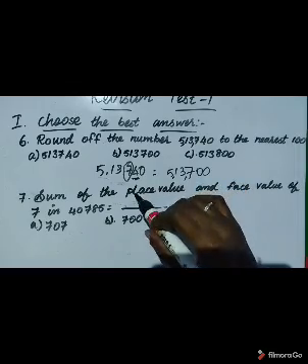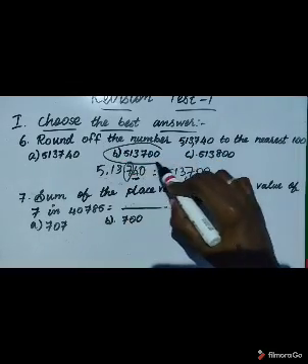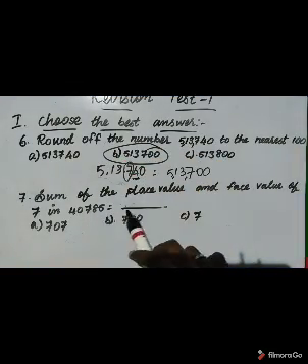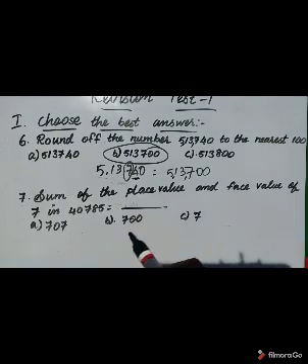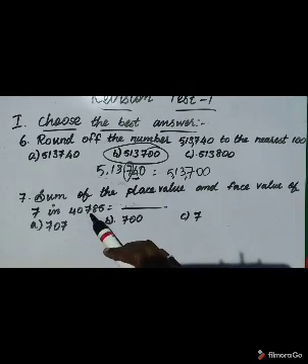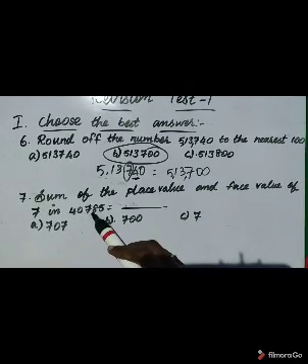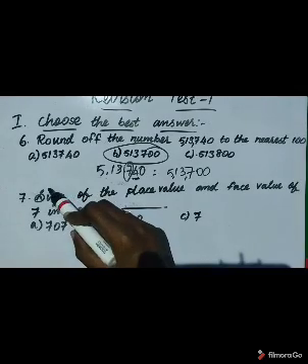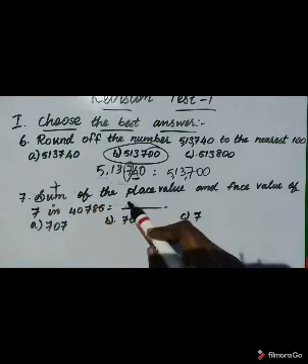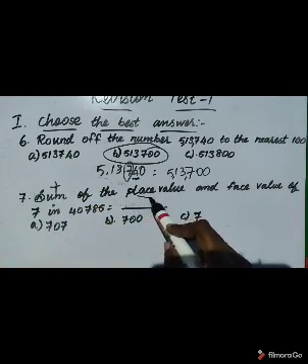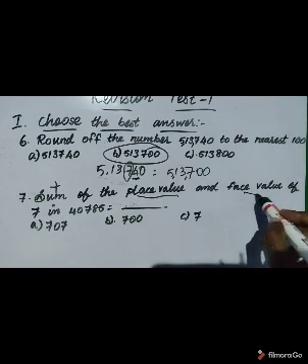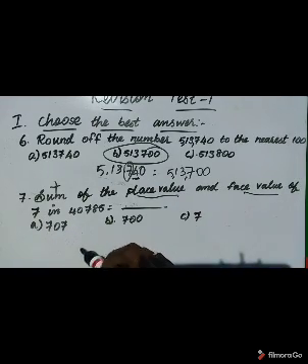Again, I told you face value is the number itself. So the number is 7, and you have to find the sum. Sum means you have to add. So 0 plus 7, 7, and here 0 and 7. So the answer is 707. So option A is the correct answer.